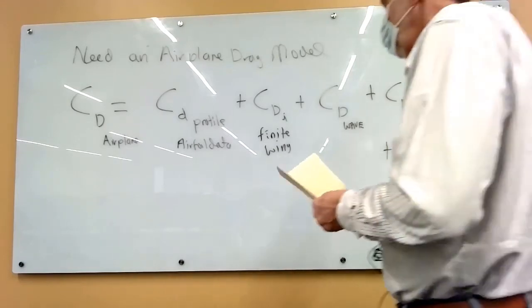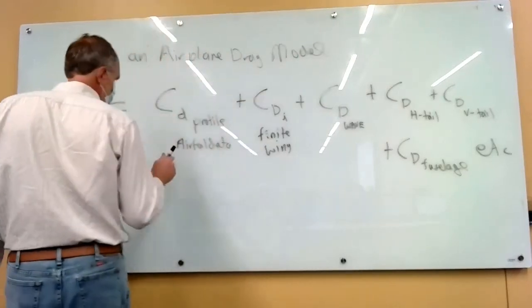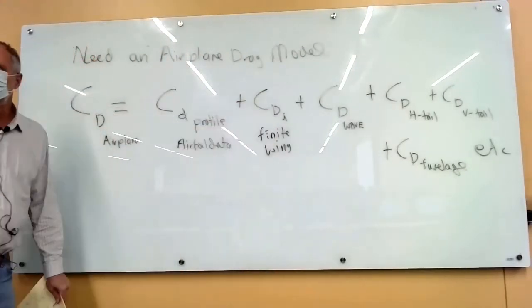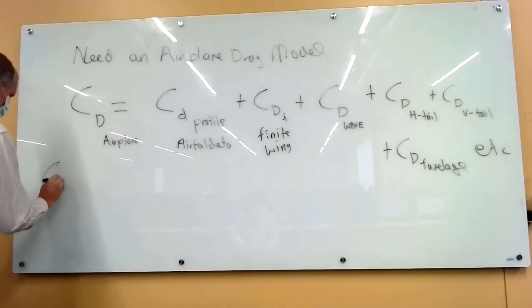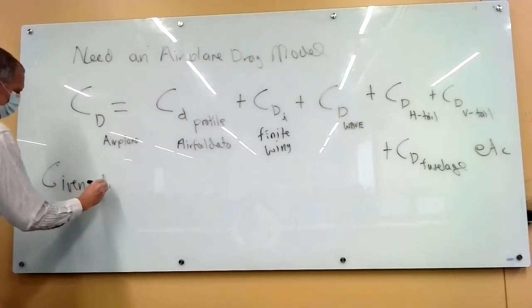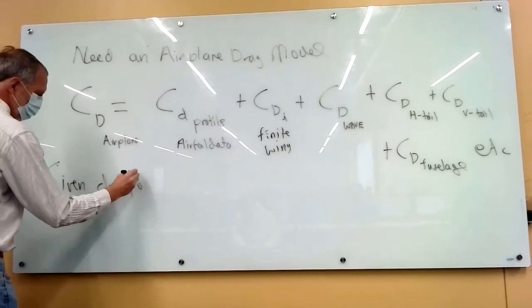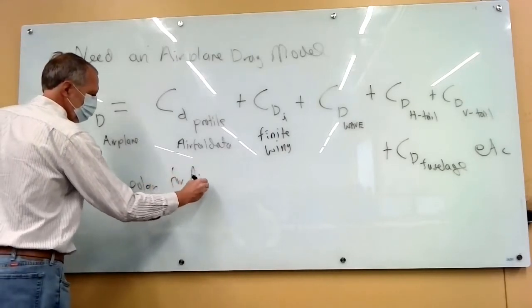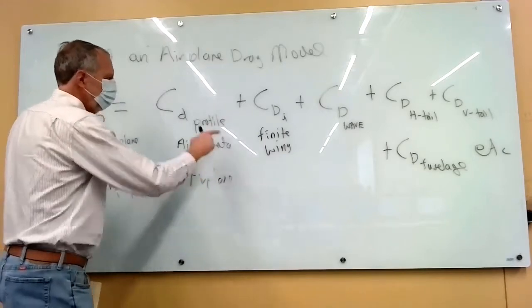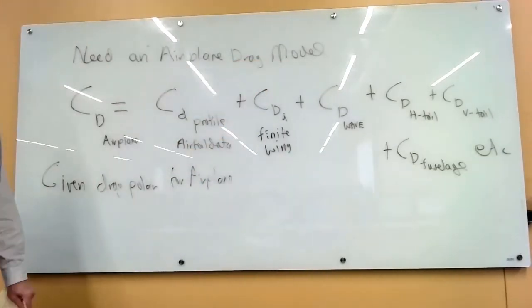So in this class, we don't have enough information on the airplane to build this whole thing up. We don't have enough time either. We'll do more of this in 514. But we will be given a drag polar for the airplane. That is the models for all of this stuff added all together and collected into one formula.